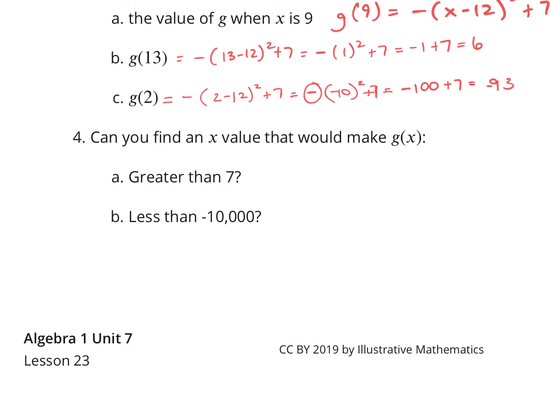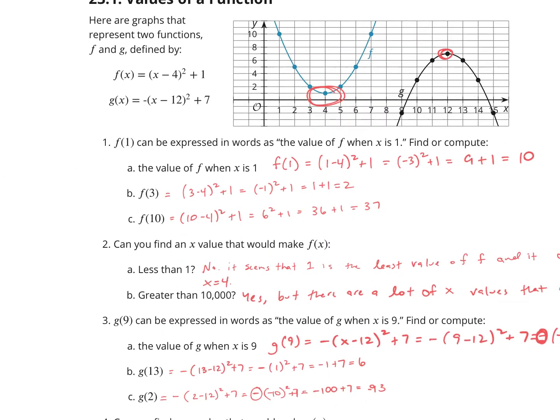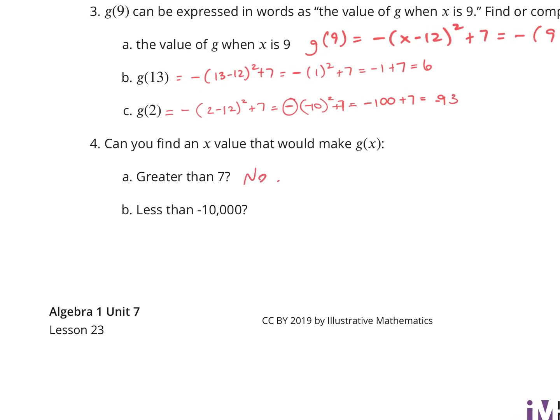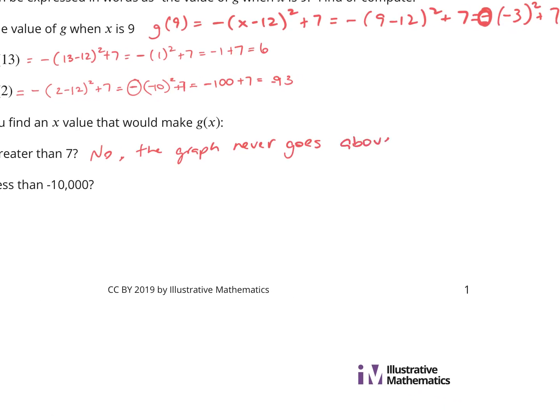So now it wants to know, can you find an x value that would make g of x greater than 7 or less than negative 10,000? Here I can see my maximum point is right here, and that is at 7. So it doesn't ever go above 7. So no, the graph never goes above 7.